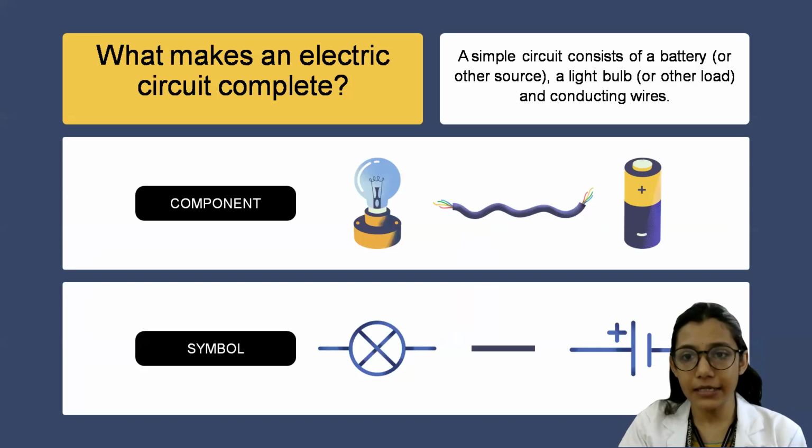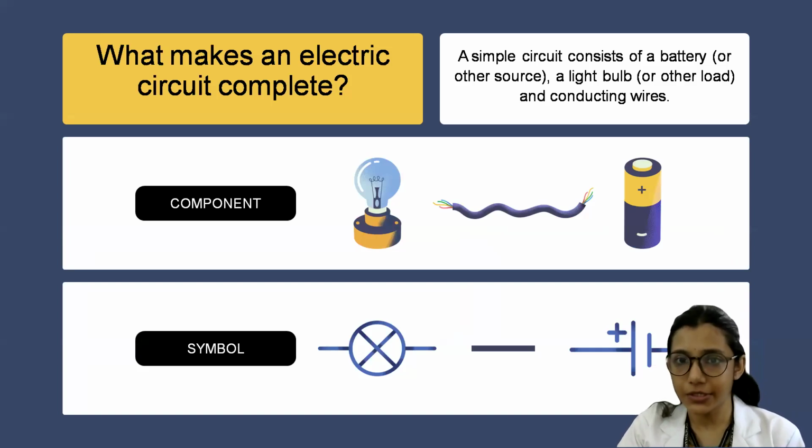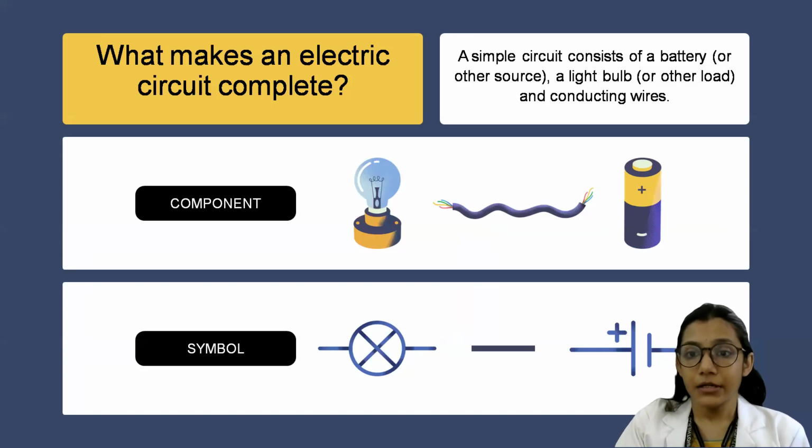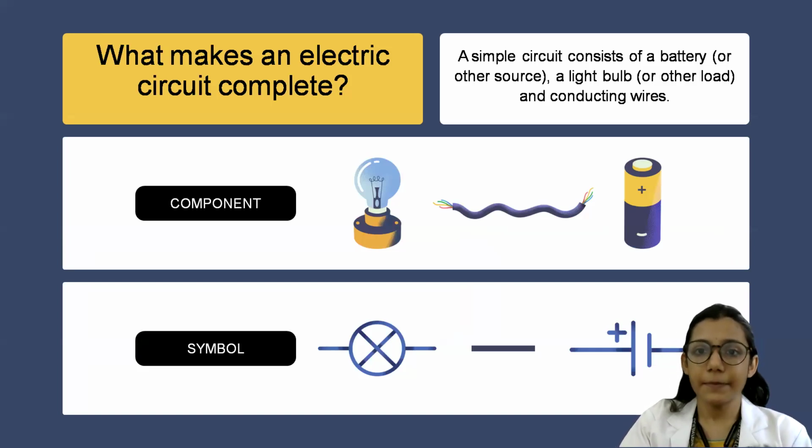The symbols are given, so the symbols will never change. The battery will have a plus and minus sign. Then the conducting wire will be a straight line, and any appliance which we apply can either have a cross circle, or sometimes it is given as a bulb also.